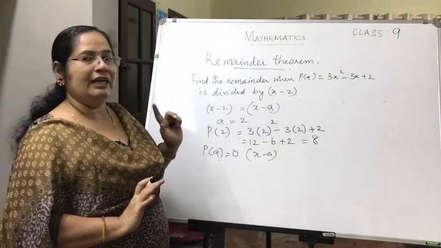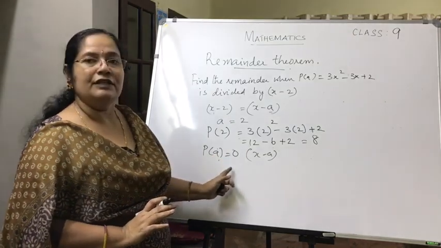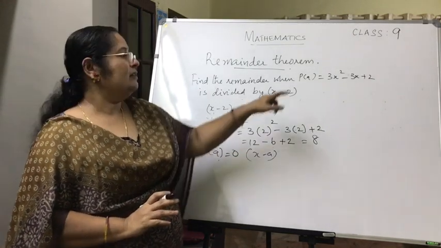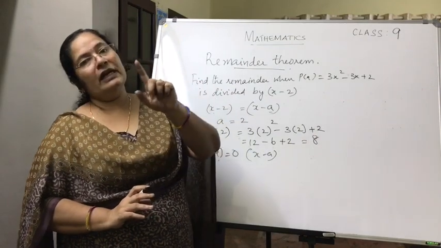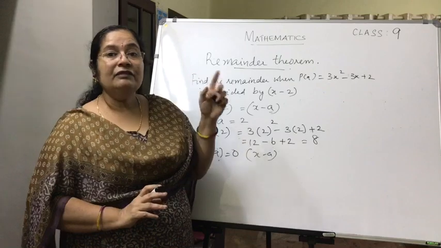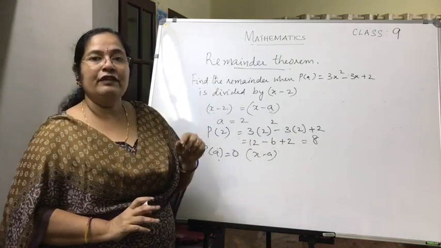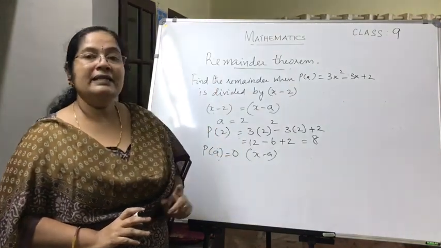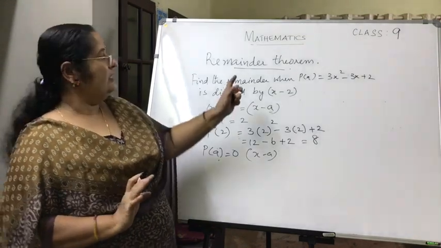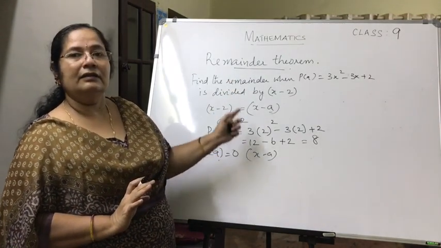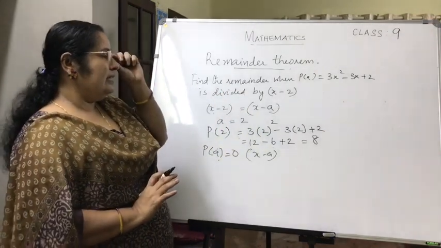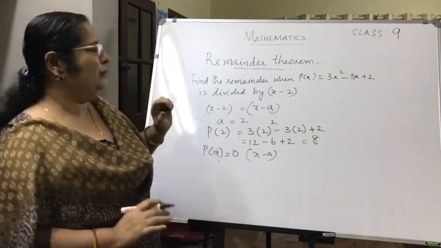Same application here. If P of a is equal to 0, then x minus a is a factor of the given polynomial. That is one conclusion we get from this remainder theorem. If the remainder is 0, that is, P of a is equal to 0, then x minus a is a factor of the given polynomial. So you understood how to find the remainder when you are asked to divide. See, I will tell you one more easier way.